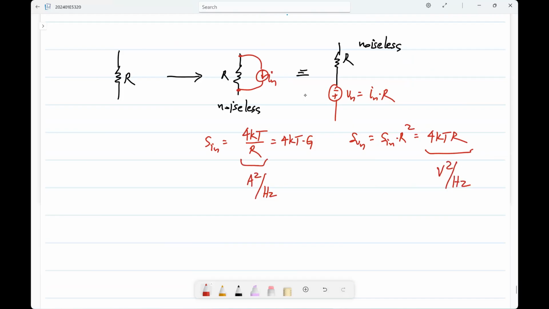And again, as engineers, you should always have a feel for values. What will this be? Again, we'll take room temperature, which is 300 Kelvin, for a 1 kilo ohm resistor. What will 4 kTr be? How much is it?